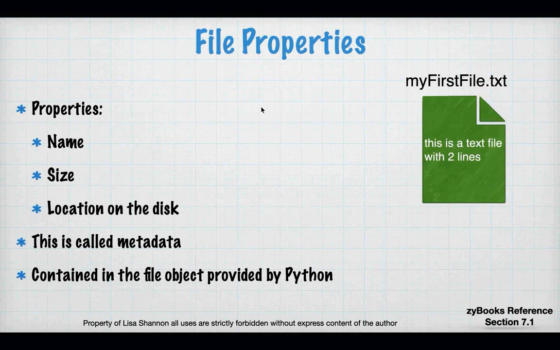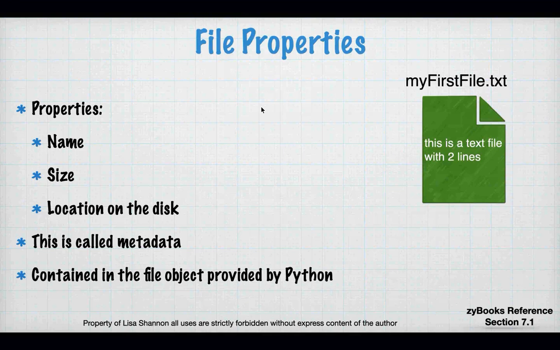So the size, as a programmer, you can say, whoa, wait a minute, this is way too big, so I'm going to do this in chunks. I'm only going to take a part of the file and do it, and another part of the file and do it, or I'm going to have to find some other file management. And where it sits on disk. The location on the disk, that's how you get to the file, so you have to know the location on disk. These properties are generally called metadata, and what Python gives you is a file object.